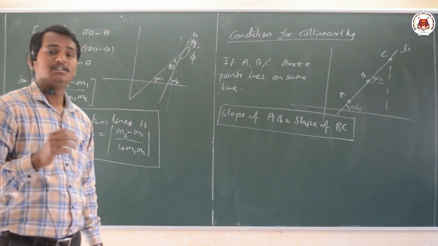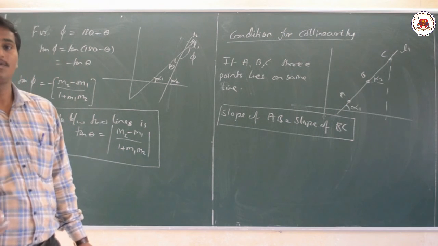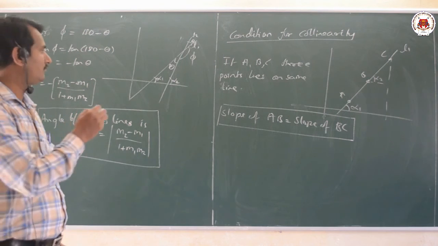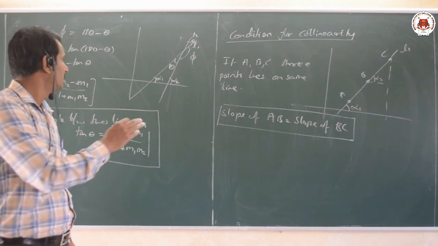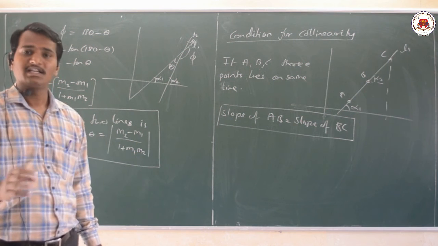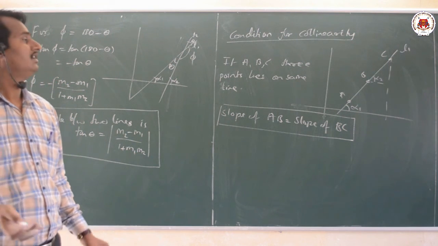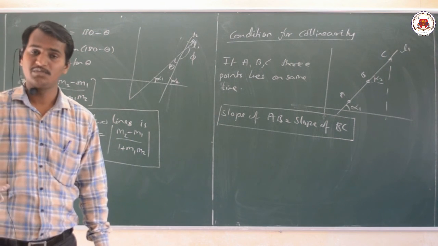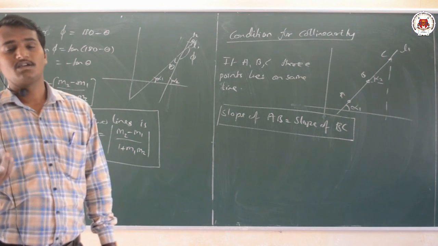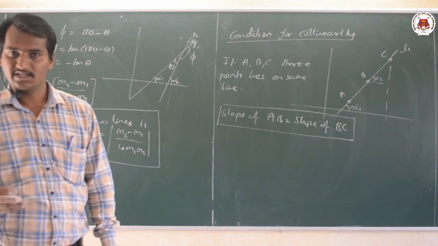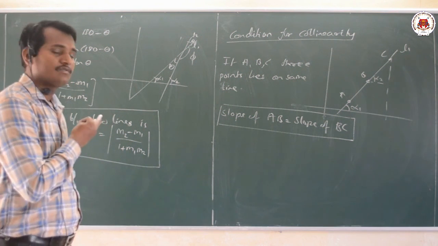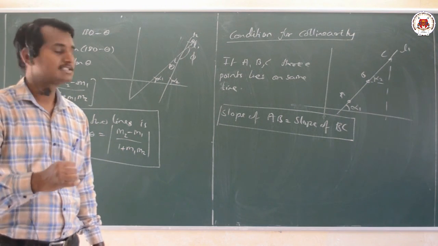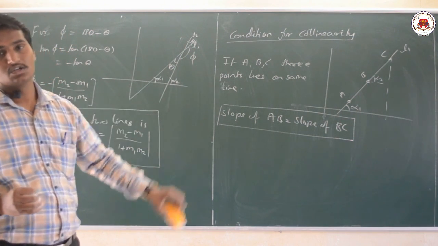Dear students, these are all the basics related to our exercise number 4.1, the first exercise. Before starting the first exercise, we should know all these things. In the next class, we shall start the first exercise related to them. First is the slope. Second, when two coordinates are given, we find the slope. Then the condition for parallelism, the condition for perpendicularity, the angle between two lines, and the condition for collinearity.